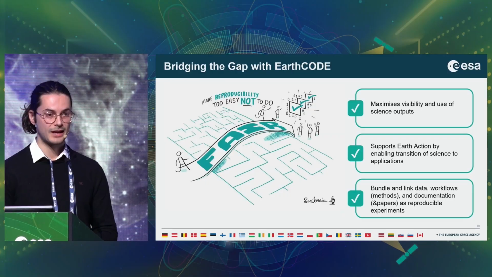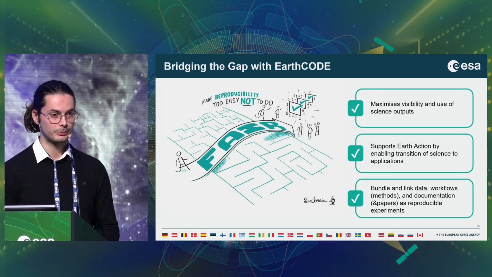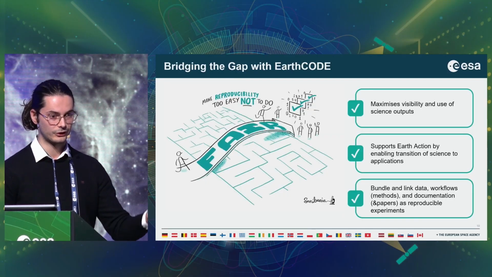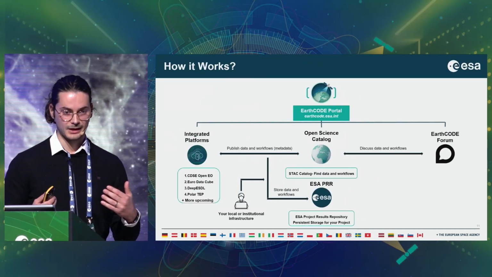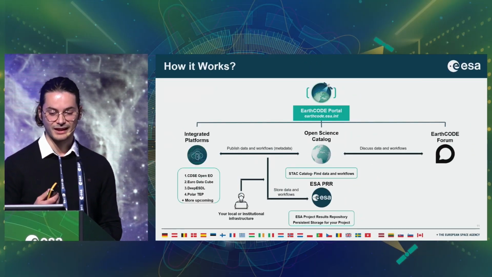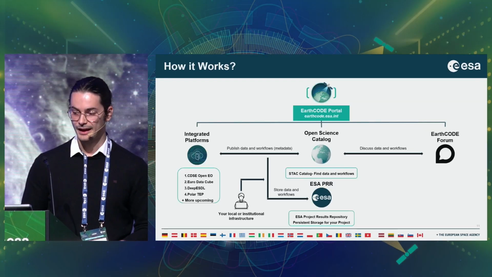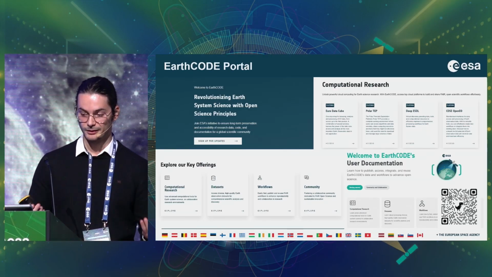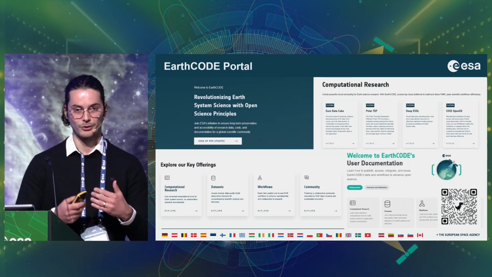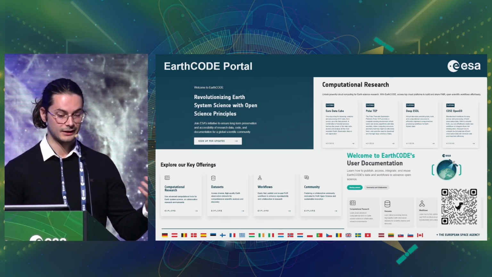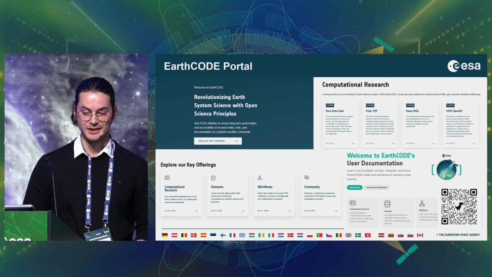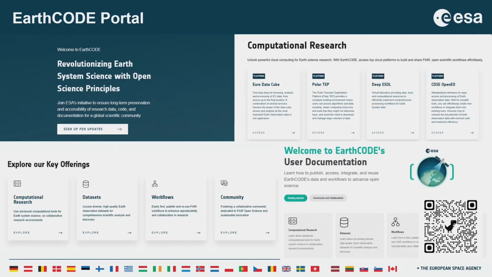It includes the platforms as an ecosystem so as to provide the reproducibility of those experiments that were published to EarthCode. How that looks by function is we have something called the EarthCode portal, and that is essentially the app access, the web access for any resources that you'll find on EarthCode. There you'll be able to explore key offerings, as in what platforms are integrated, what research is available there, access to the Open Science Catalog, and so on and so forth.